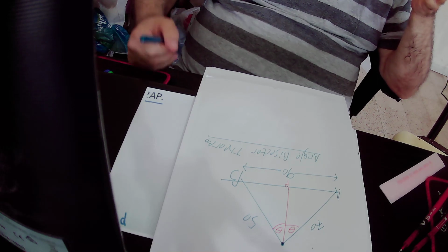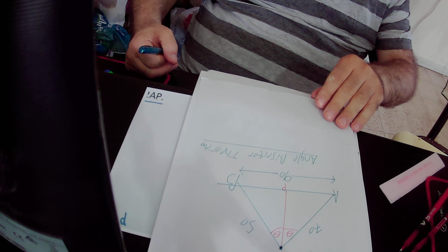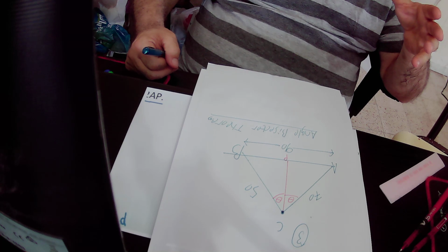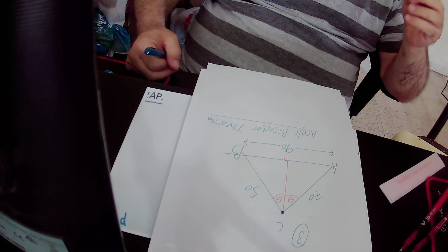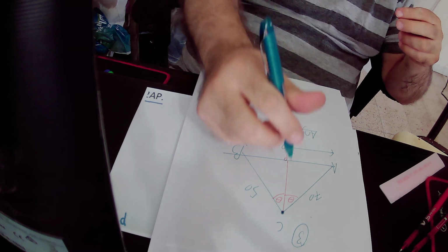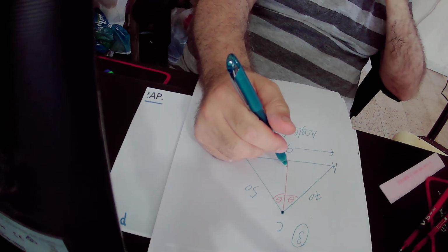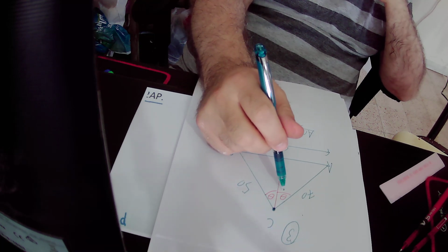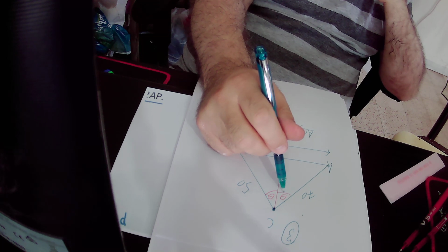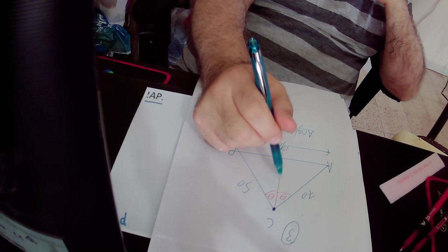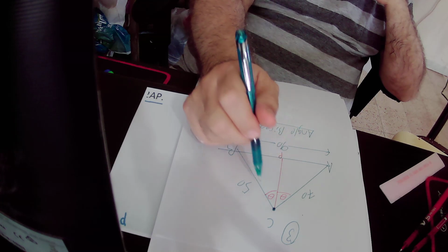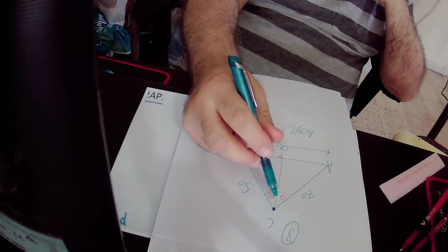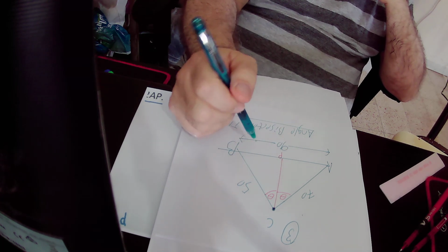So in triangle ABC, we have angle bisector CP. Why is it an angle bisector? Because it divides angle ACB into two equal parts. This angle is theta, this angle is also theta, so it divides angle ACB into two equal parts. So CP is the angle bisector in triangle ABC.